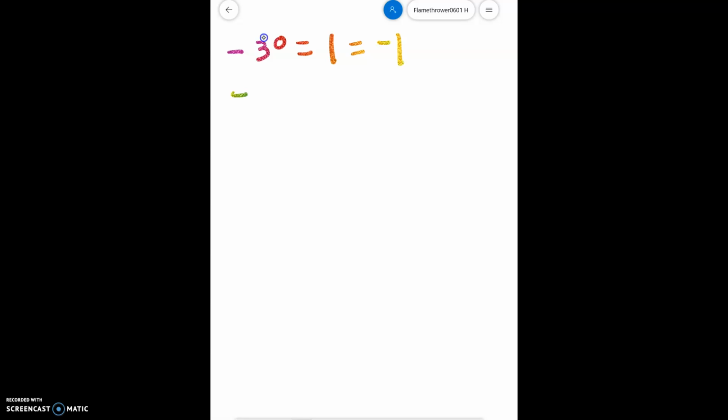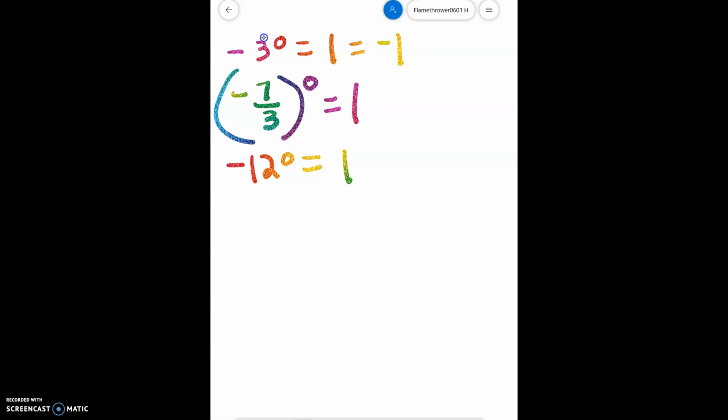And then negative 7/3 to the 0 power would just be 1. And then the opposite of 12 to the 0 power. 12 to the 0 power would be 1. The opposite of 1 would be -1. And then, let me erase this.